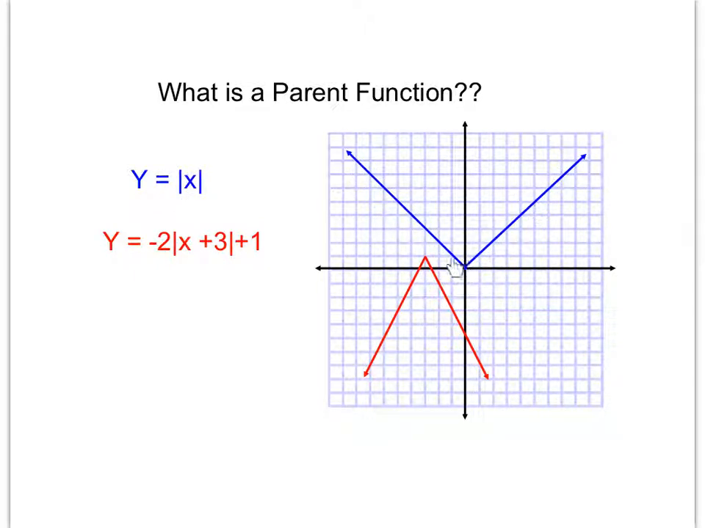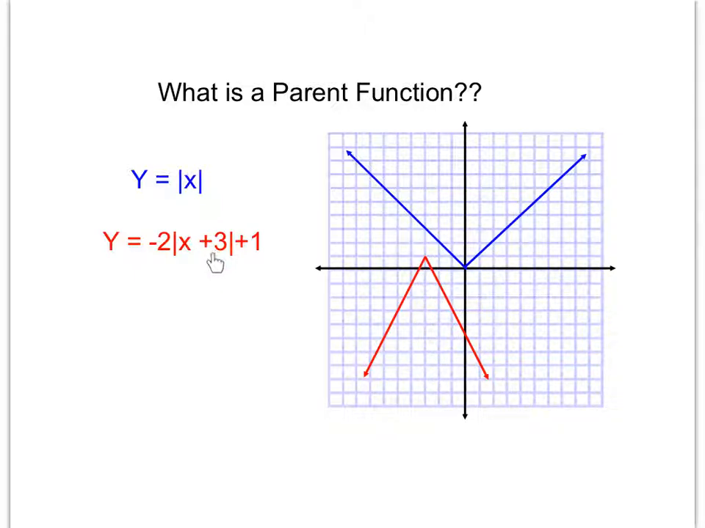If I look at this guy, my parent function is the blue one right here, y equals absolute value of x, an absolute value function with transformations. I have an a of -2, which means my v got turned upside down because it's negative, and it got taller, it got stretched by a factor of 2. That's why it looks skinnier, but it's actually taller.